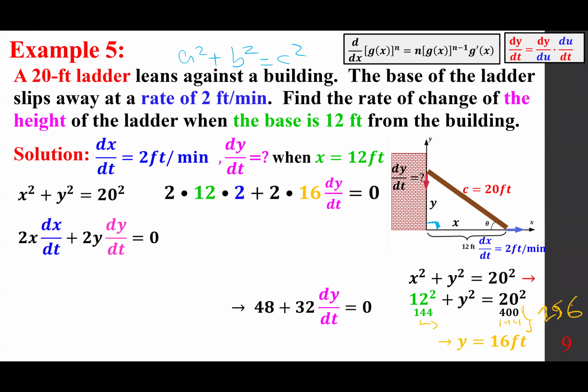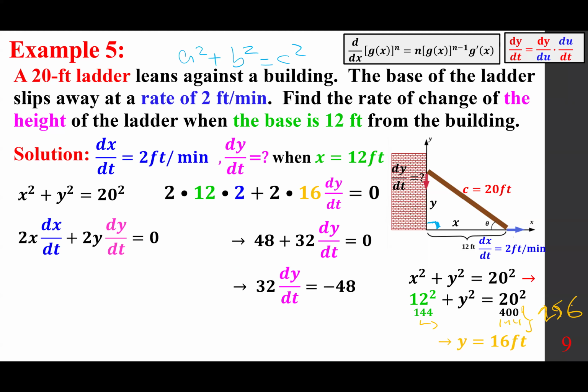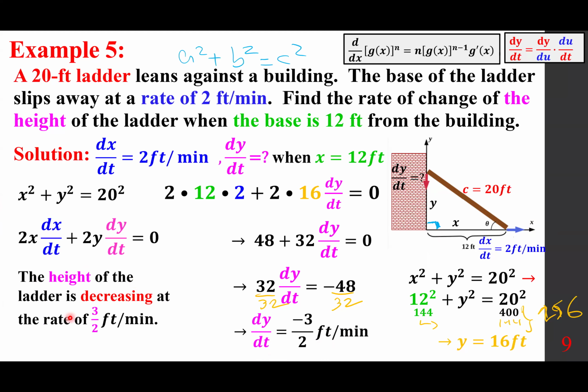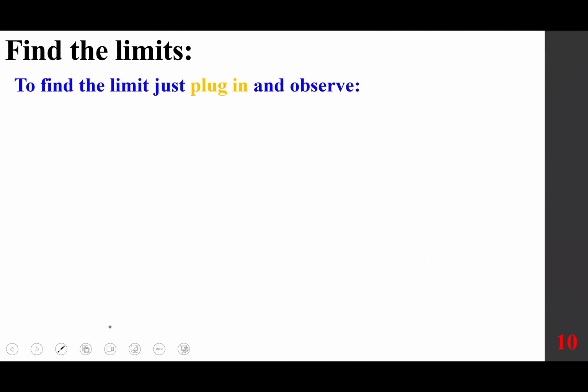Now I've got everything. I'm going to plug in. 2 times 12 times 2 is 48. 2 times 16 is 32. I'm going to move the 48. I'm going to divide by 32, and I get negative 3/2 feet per minute. Notice x is increasing, dx/dt is positive, y is decreasing, dy/dt must be negative. And it means the height of the ladder is decreasing at the rate of 3/2 feet per minute. That's the meaning of it.